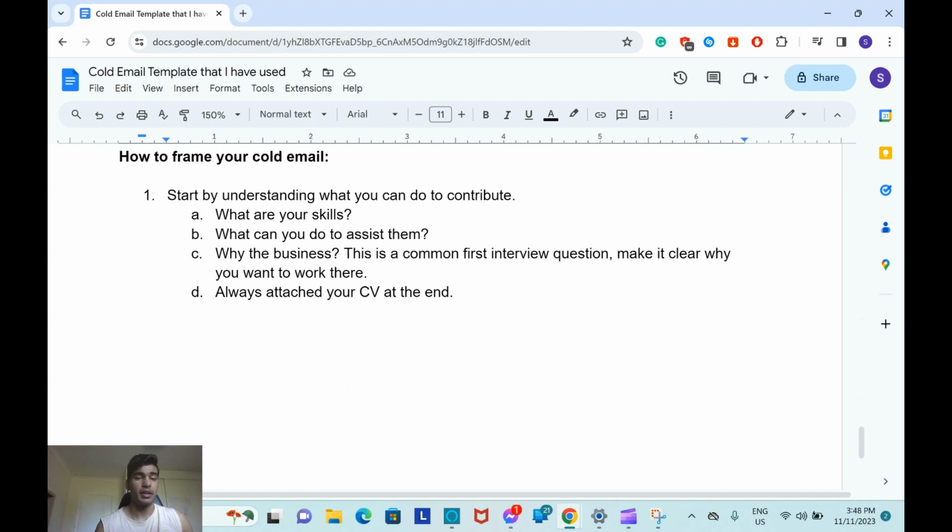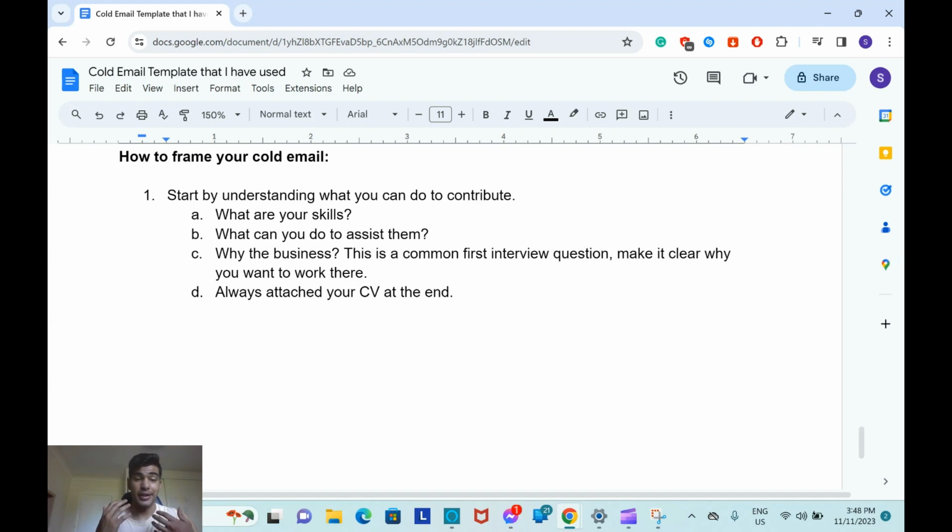So, you want to start by understanding what you can contribute. So, what are your skills? How can you assist them? Why this business? That's a very important one. Talk about what your background is and what you can actually do to help out. Make it clear as to why you want to work there and be genuine about this. If you really don't find the business interesting, they're going to catch on to you pretty quick. So make sure your interest is genuine. Make sure it's a genuine interest in the business.